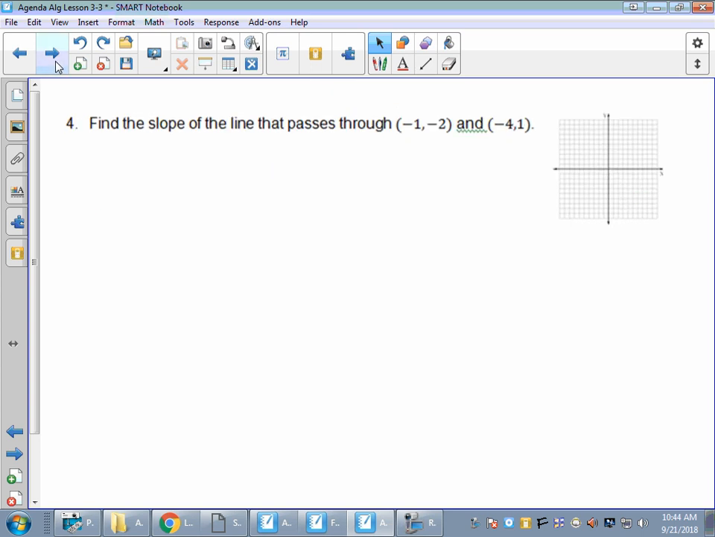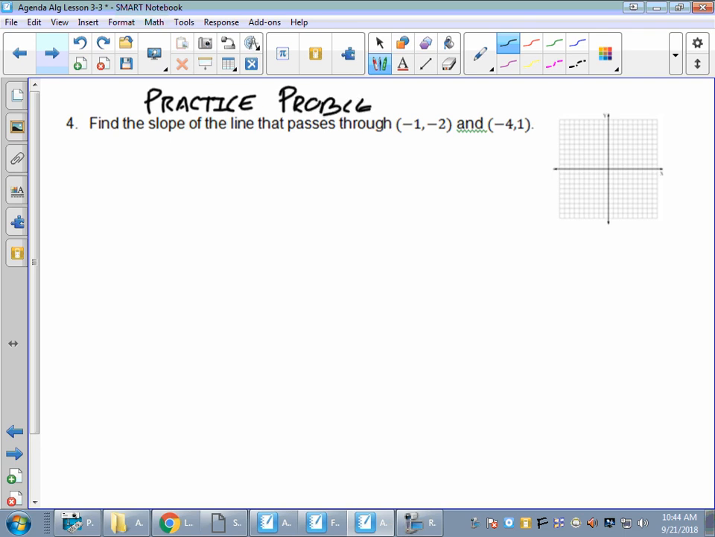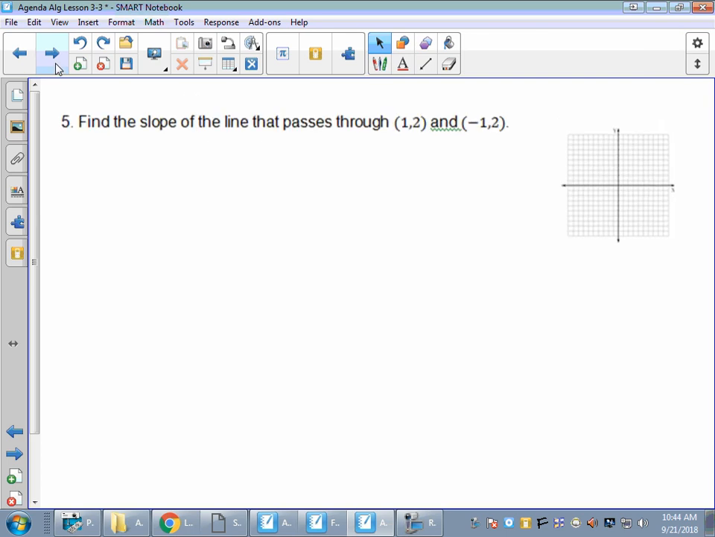All right, number 4. This is actually going to be the practice problem. So I'm just going to write practice problem here for you, because this is what we're going to do for our notes practice problem. So we're going to skip that one and let you guys work on that for the practice problem.